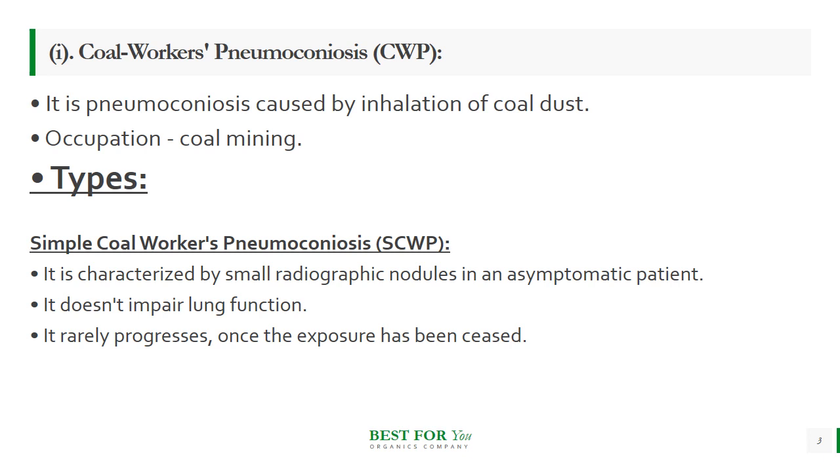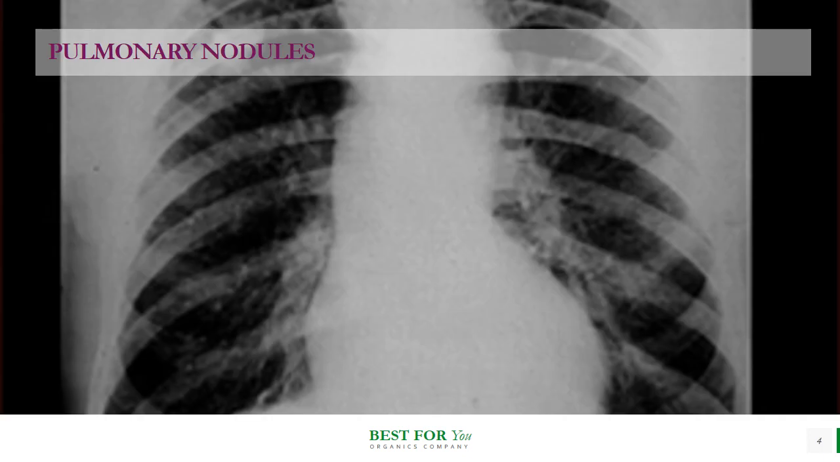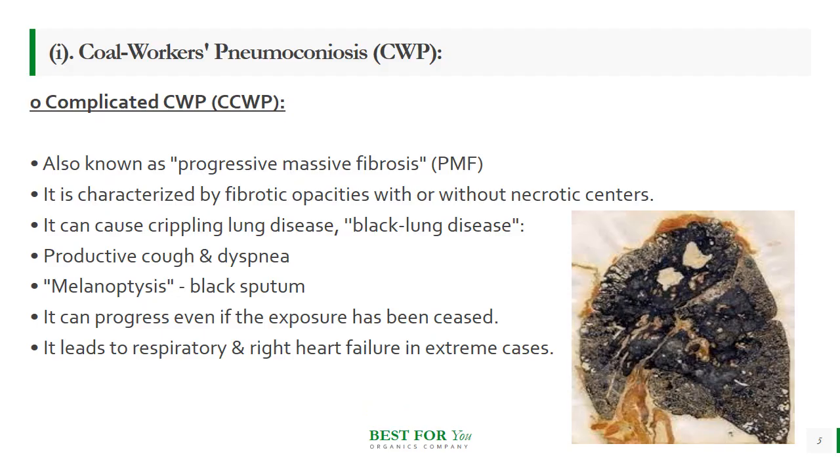So in simple coal worker pneumoconiosis there will be only radiological abnormality and there will be no symptoms, and it doesn't impair lung function, and it rarely progresses once the exposure has been ceased. So these are the pulmonary nodules. The patient will not have any symptoms, and if you cease the exposure, the pulmonary nodules will not progress.